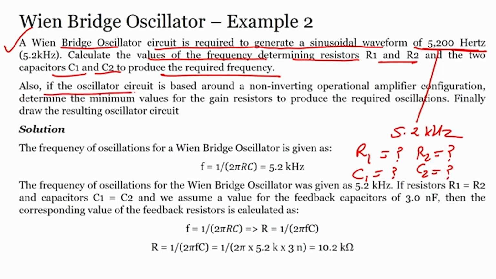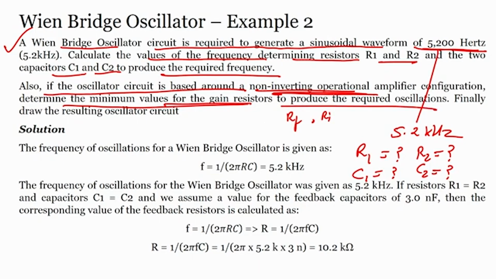Also, if the oscillator circuit is based around a non inverting operational amplifier, a very important thing is given, determine the minimum values of the gain resistors, we have to find RF, we have to find Rin, to produce the required oscillations. Finally, draw the resulting oscillator circuit. Oh my god, so big a problem, right.